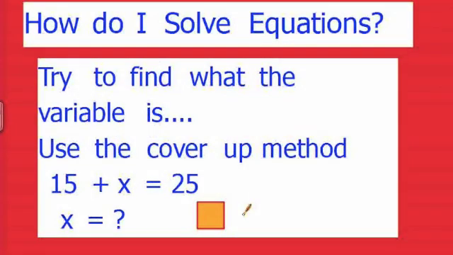When we solve an equation, we want to figure out what the variable is. One of the methods I like to use is called the Coverup method. When we use the Coverup method, we cover the x up, and we ask ourselves, 15 plus what would give me 25? Well, by doing some math, I can figure out that if I added 10 to 15, that would give me 25. So x must equal 10.